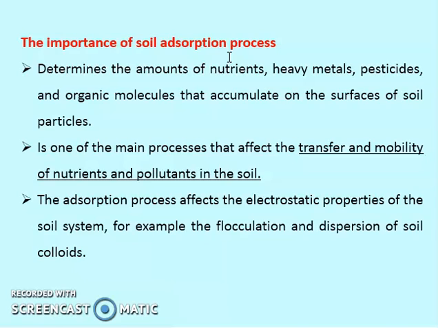Also we study the effect on the transfer and mobility of nutrients and pollutants in the soil. As adsorption processes affect the electrostatic properties of the soil system, for example, the flocculation and dispersion of the soil colloid.